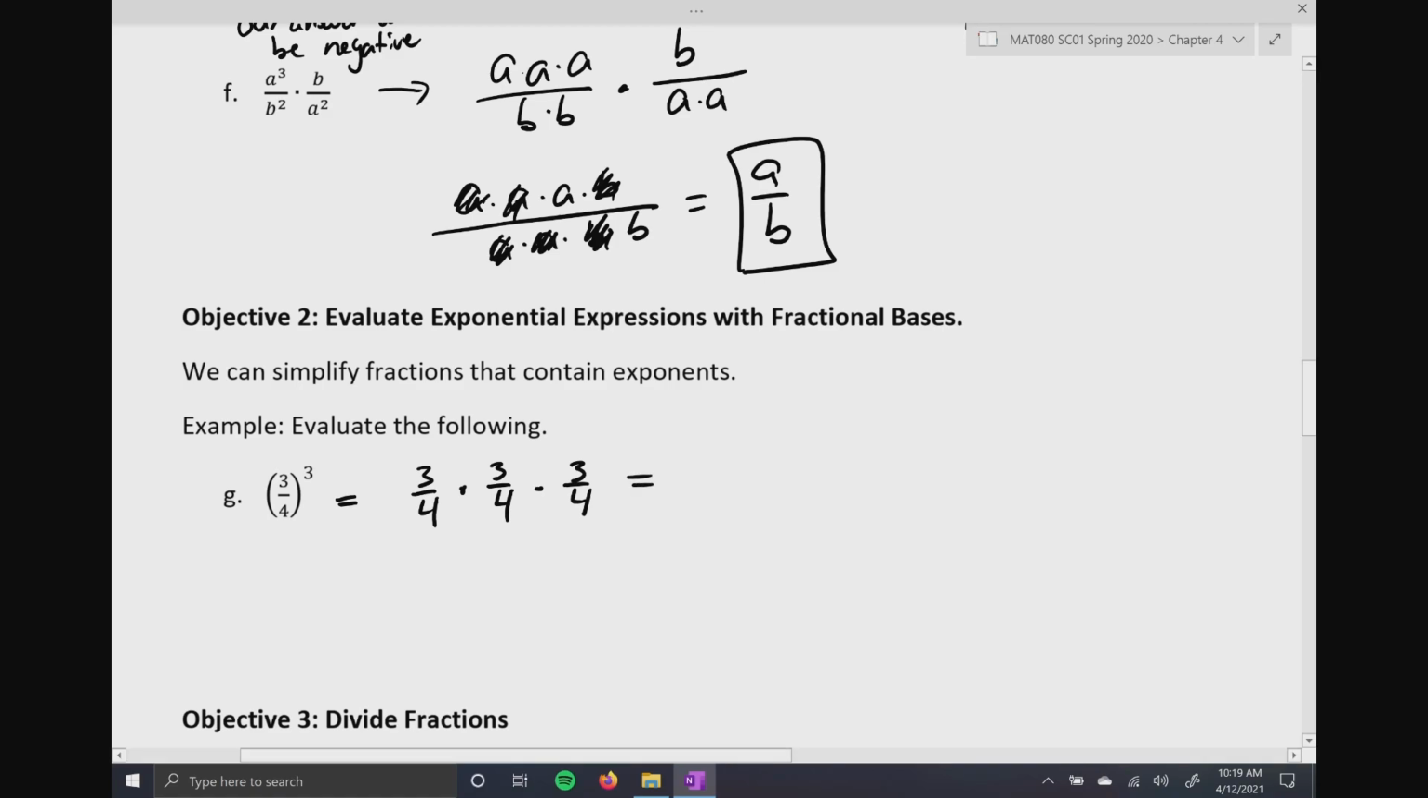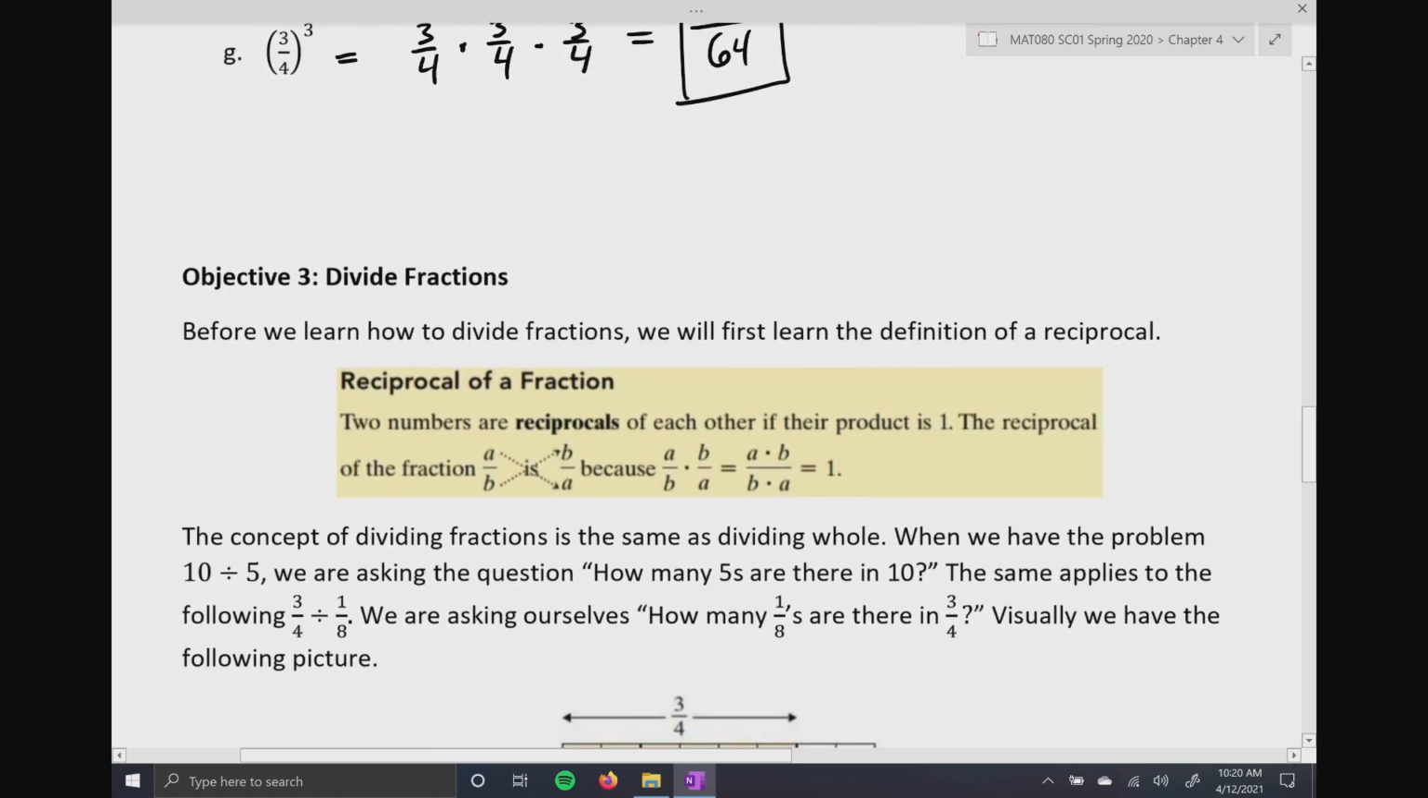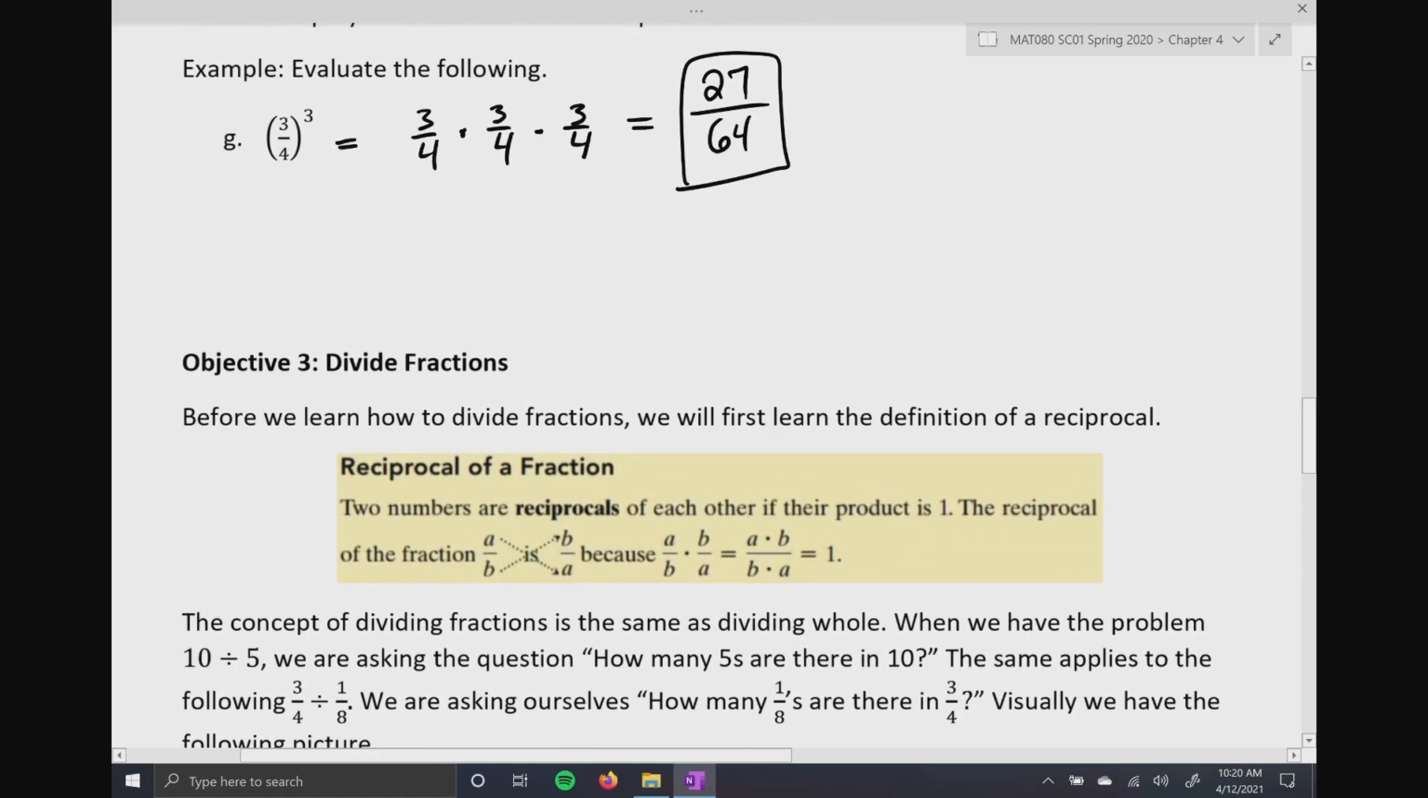3 times 3 is 9. 9 times 3 is 27. 4 times 4 is 16, and 16 times 4 is 64. And I know this cannot be reduced because if it could, I would have done it at the very start. How are we looking so far? Pretty good? All right. Oh, sorry, moving too fast, I think. Let me take a drink.